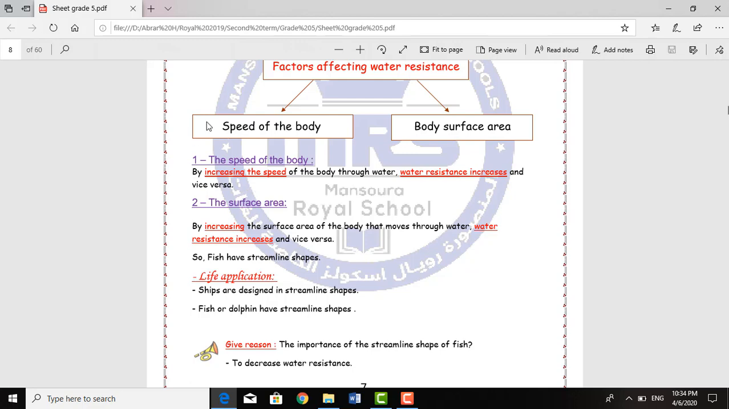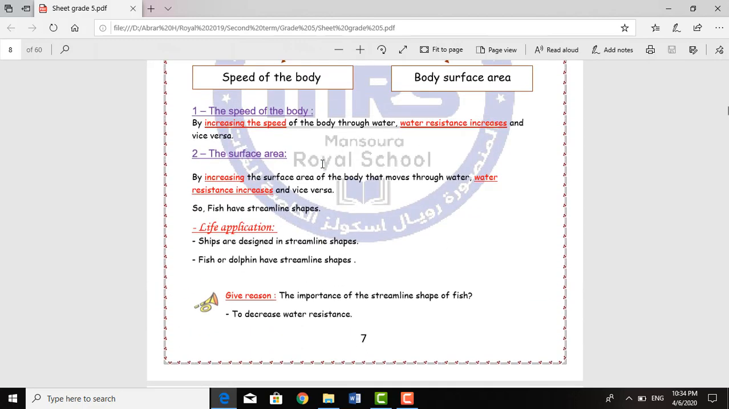The second factor that affects water resistance is the surface area. Since the water resistance is a type of friction, the surface area and the friction force have a direct relation between them. It means that by increasing the surface area of the body that moves through water, water resistance increases. And by decreasing the surface area of the body that moves through water, the water resistance decreases. That's why fish have streamlined shape.